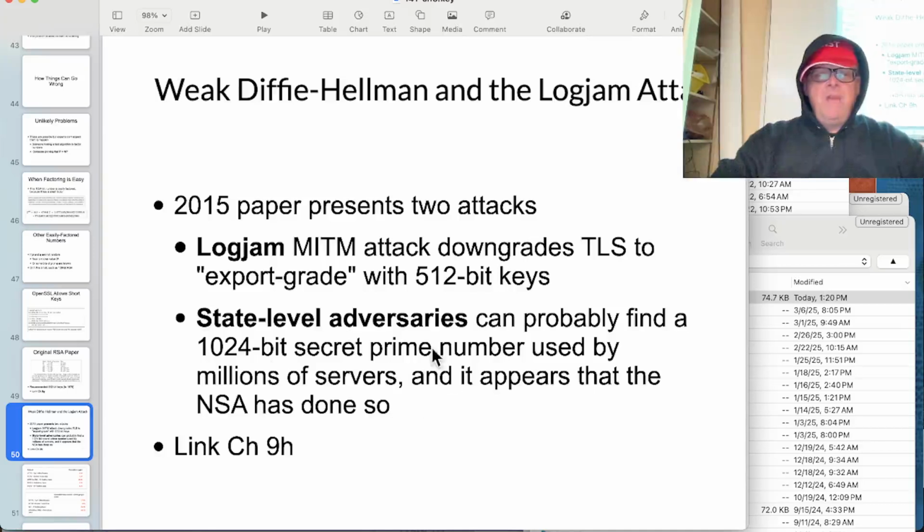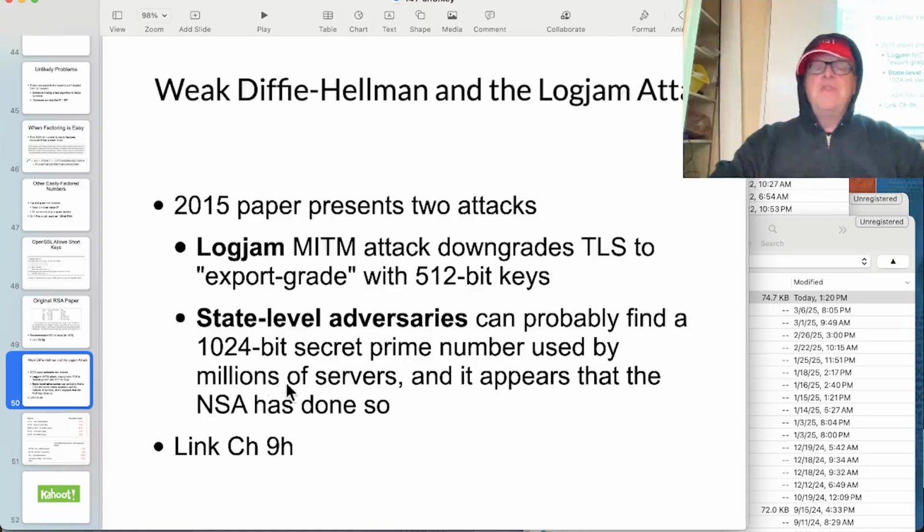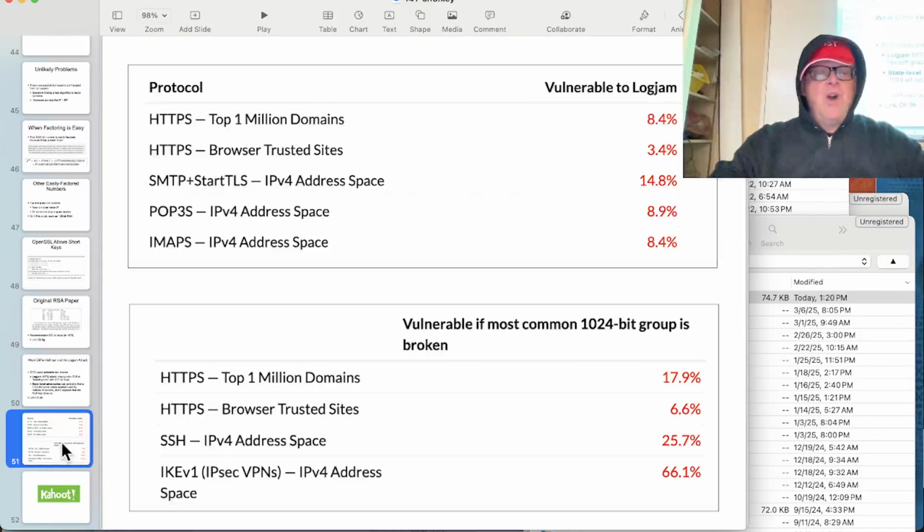All right, and of course, there's another issue that there's a particular secret prime number used by many machines, and it appears the NSA has done so. So if you use certain recommended numbers, it's probably true that there's a backdoor. So these are issues, various things that can go wrong. And here are the ones vulnerable to Logjam and vulnerable if the most common group is broken. There's the issue of how many websites are vulnerable to these, and a lot of them were, at least a few years ago when this research was done. So, you know, this is the problem.